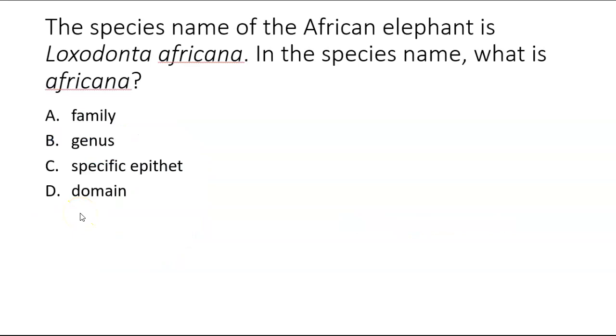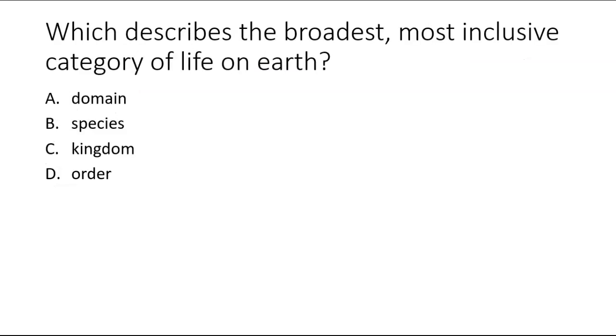Okay, so here we go. The species name of the African elephant is Loxodonta africana. In the species name, what is africana? Is it A, family, B, genus, C, specific epithet, or D, domain? Next question. Which describes the broadest, most inclusive category of life on Earth? Is it A, domain, B, species, C, kingdom, or D, order?